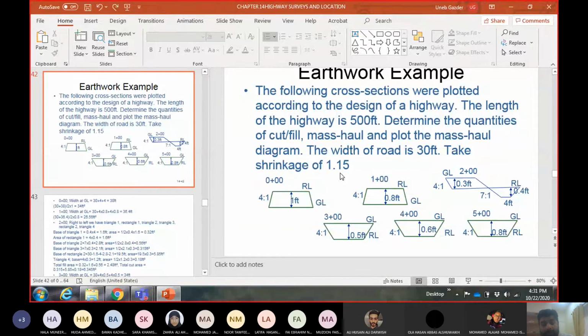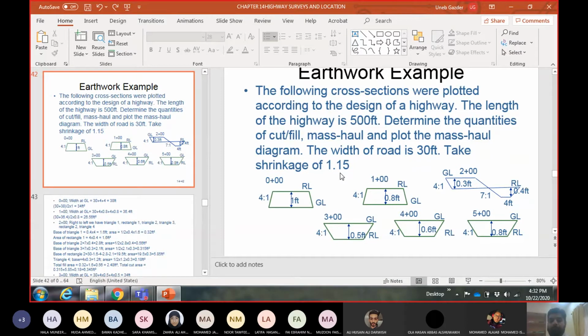Okay, let me clarify. There is no shrinkage for cut material. Shrinkage is only applied to fill material. Because cut material, whatever the quantity is, we just take it out. That's it. And that material is now on the side. When you bring it to the other side for filling, then we have to calculate the extra quantity for that space where it will be filled. So there is no shrinkage factor for cutting.